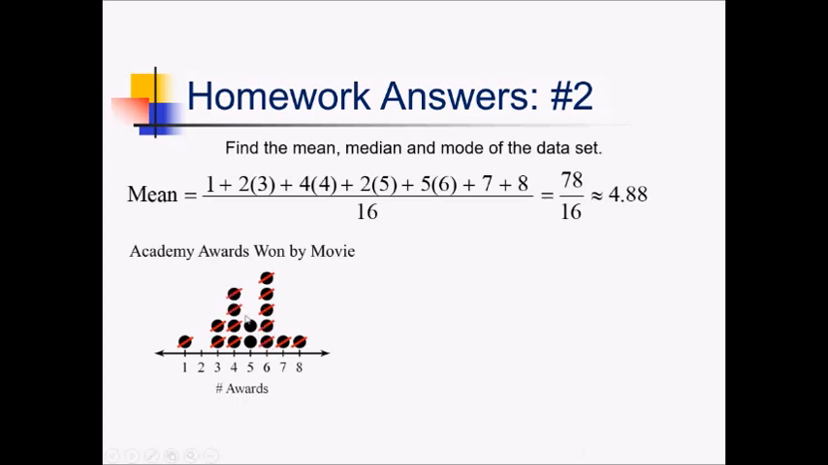So that leaves us with 2 dots in the middle. So rather than try to pick one, we always average them together in that case. But if you're just doing 5 plus 5 over 2, well, that just comes out to 5. So the median is going to be 5.